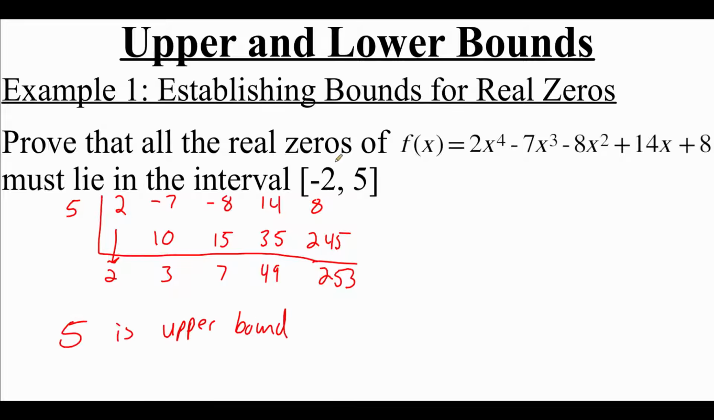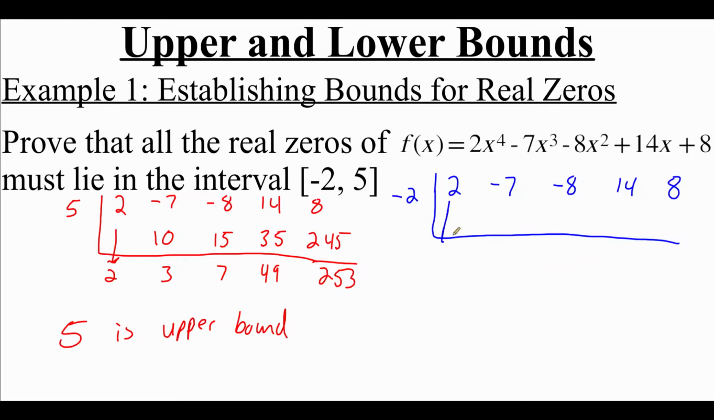Now the other thing that I want to prove is that -2 is the lower bound. So I'm going to do a different round of synthetic division, but again I'm going to fill in all of those coefficients from my polynomial function, and I'm going to synthetically divide by -2. But in order to prove that this is a lower bound, I want the numbers that I get in my last line to alternate between being non-negative and non-positive.